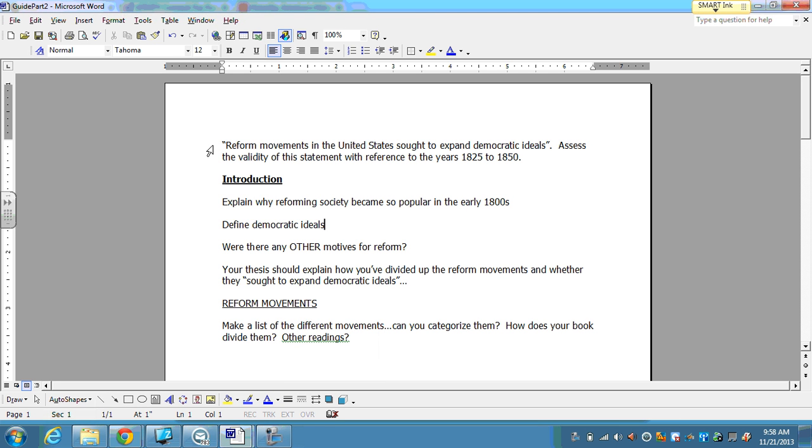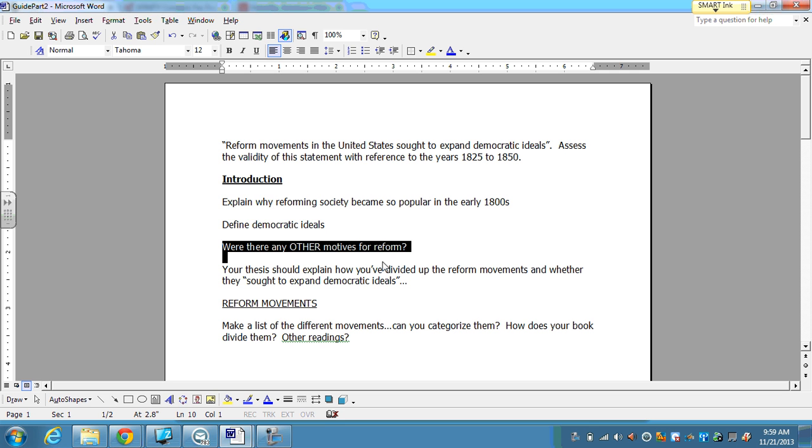All right, so here's your question again. Reform movements in the United States sought to expand democratic ideals. You should have read up and defined democratic ideals. You should have read about the religious background to reforms. In your introduction, you need to basically explain why reforming society is such a big deal. You need to define democratic ideals. And this is kind of going to be key, this point right here.